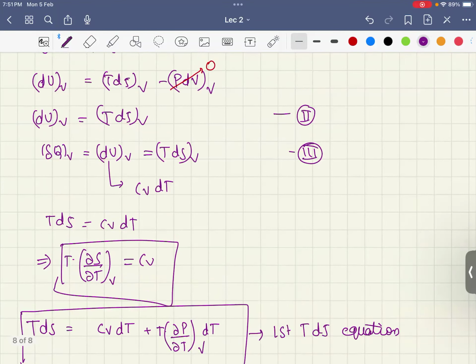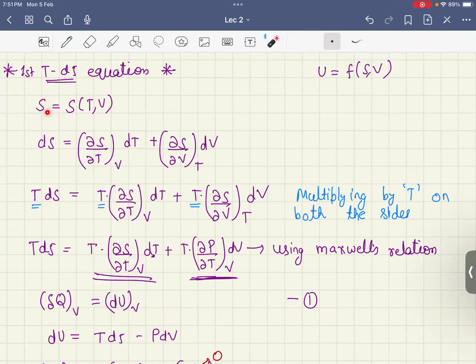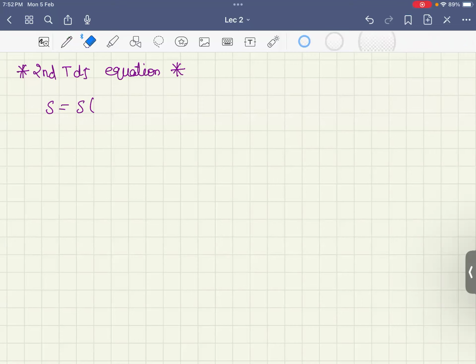Now, how will we get the second TDS equation? Here what we said is I want to give this entropy as a function of T and V. Now instead of T and V, if I give it as a function of P and T, so instead of volume I replace that by pressure, let us see how that turns out. So for the second TDS equation, entropy is a function of temperature and pressure. Yes, exactly. Very good. Entropy as a function of temperature and pressure.